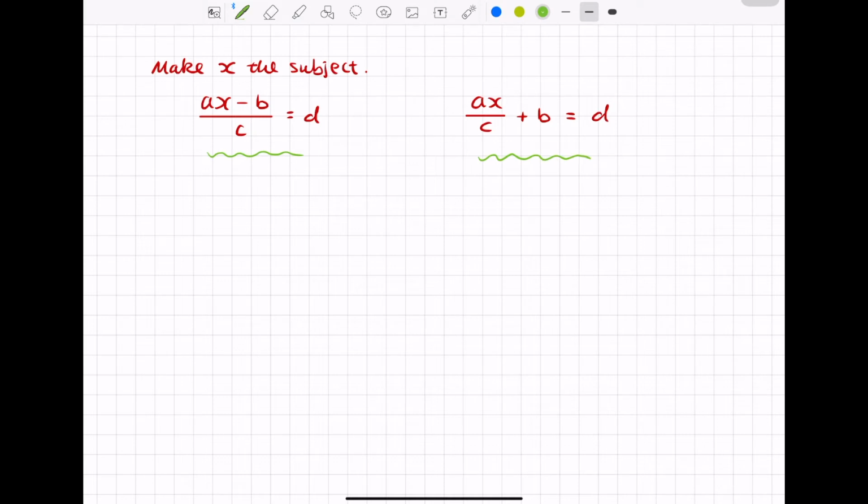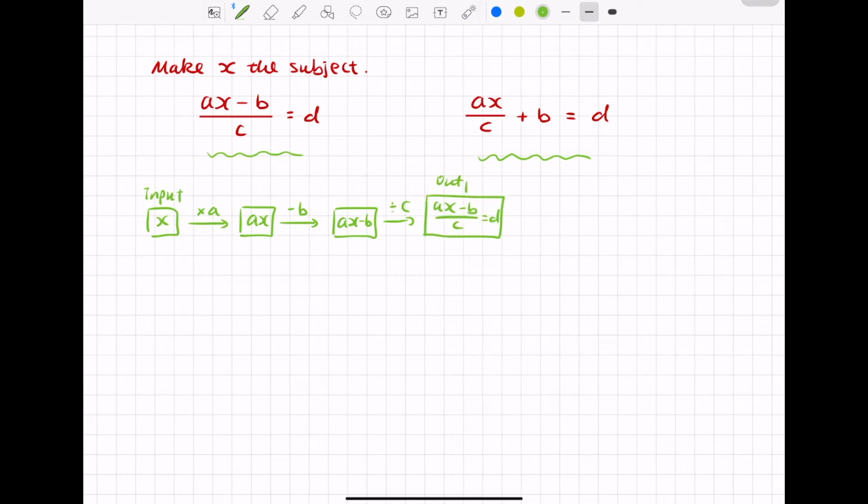The first thing we need to do is to look at these equations and think about what steps X has gone through. For the first question, our input is X. Think about whether X is being multiplied by A first or subtract B or divide by C. It's not hard to spot that X is first multiplied by A. You will have AX, then subtract B. Therefore, we'll have AX subtract B and then divided by C. So we will have AX subtract B over C, and the output is D.